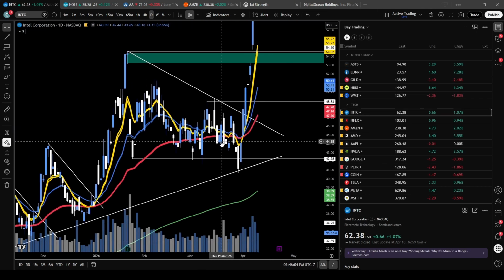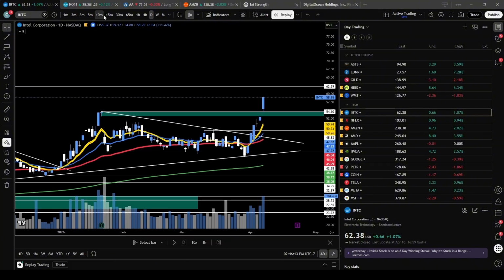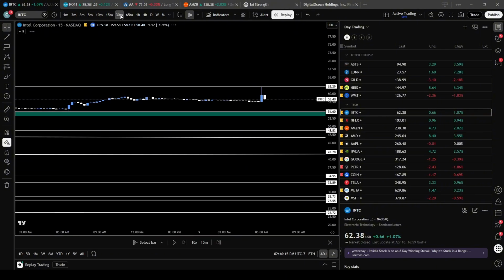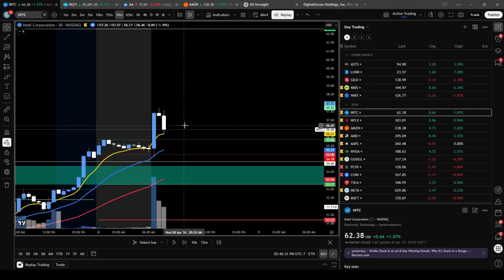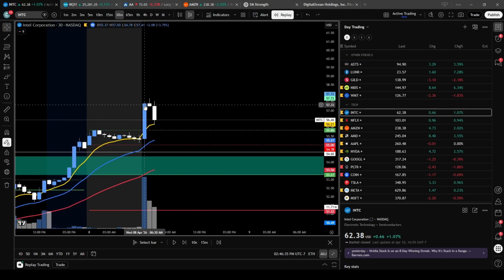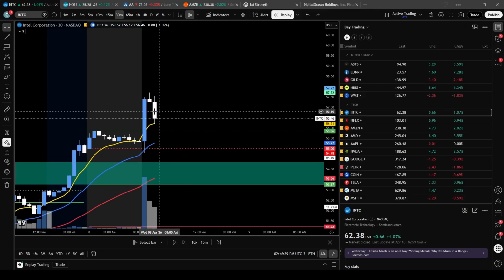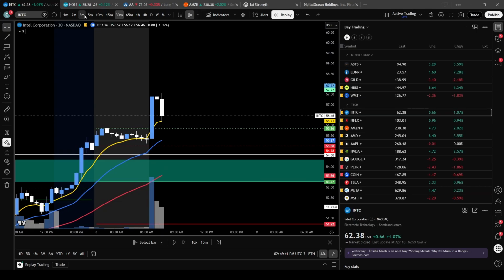So now we got Intel on the 8th. And this is a good 30-minute flag. Absolutely beautiful. Okay, so we get that nice impulse move up. And then this is a very, very sharp flag. And up here is a reversal candle, right? So it's not ideal.